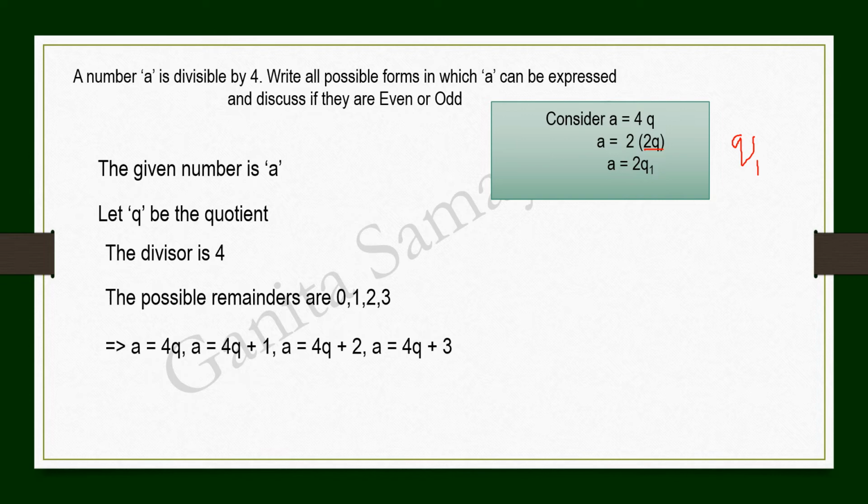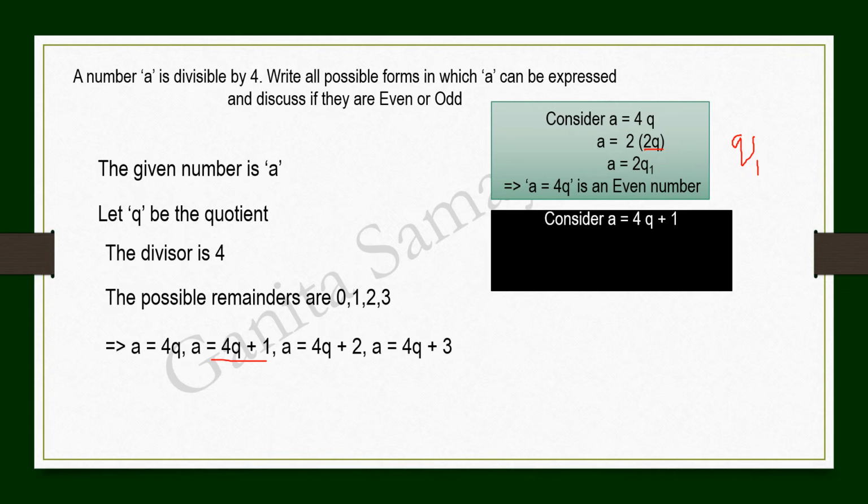Just now we have understood that A equal to 4q is an even number. Is it clear, children? The next one that we have is A equal to 4q plus 1. We have to discuss whether this is even or odd. This must be odd. Why? Because it is consecutive to an even number.